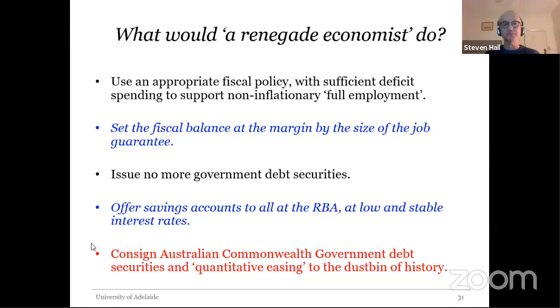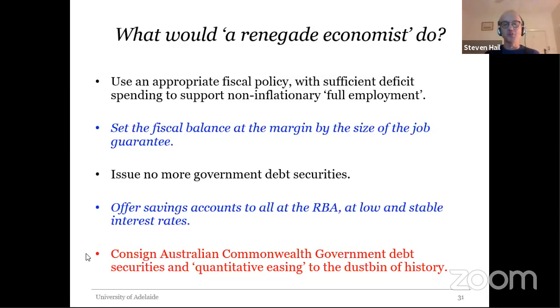been moved. In the future, the fiscal balance, of course, should be set at the margin by the size of the job guarantee, but I'm not talking about a job guarantee for the moment. I would issue no more Commonwealth government debt securities ever. Government net spending should just be allowed to increase the amount of funds in banks' exchange settlement account balances.